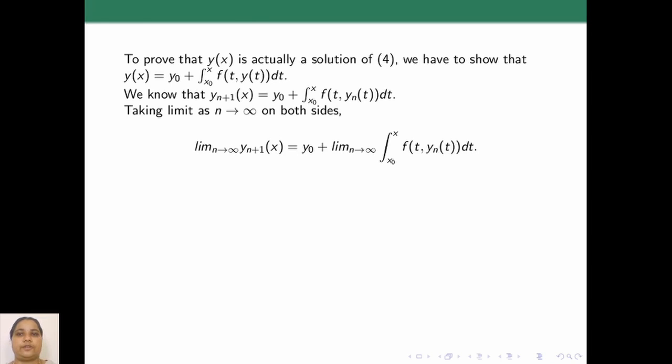Now, to prove that y of x is actually a solution of the integral equation 4, we have to show that y of x equals y naught plus integral x naught to x f of t, y of t dt. We know that yn plus 1 of x is equal to y naught plus integral x naught to x f of t, yn of t dt. Taking limit as n tends to infinity on both sides, we get limit n tends to infinity yn plus 1 of x equals y naught plus limit n tends to infinity integral x naught to x f of t, yn of t dt.